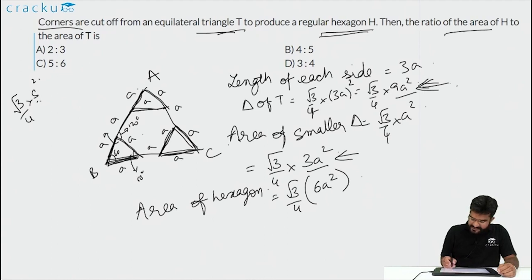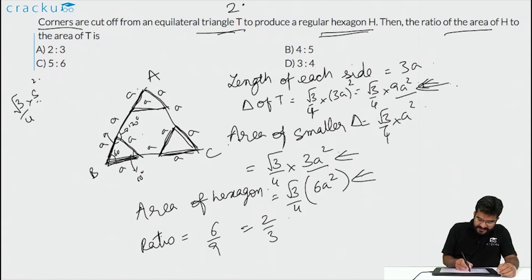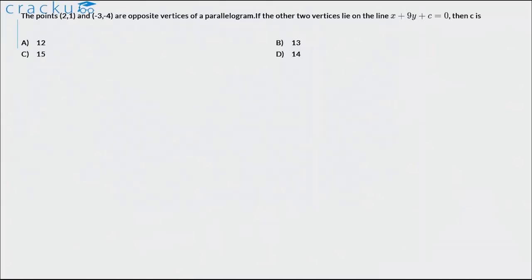Now the required ratio that we have to find out is 6A square by 9A square, because we can cancel root 3 by 4. So that will be 6 by 9, the ratio of the area of the hexagon to the area of the original equilateral triangle, which will be 2 by 3. So in this case, the answer is 2 by 3. Once we figure out that each of the smaller triangles formed are equilateral triangles, and then get a ratio of the side of the hexagon to the side of the original equilateral triangle, we can get the answer quite fast.